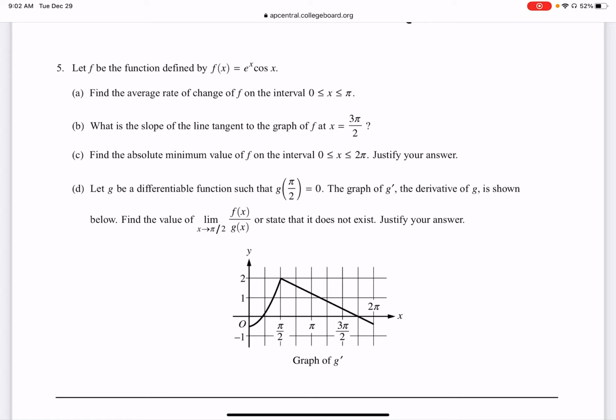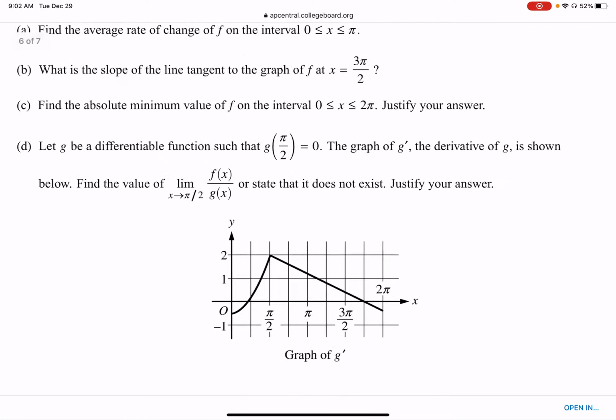You're finding the average rate of change, which is not calculus at all. Remember, that's just the slope of the secant line. Part B, what's the slope of the tangent line at a particular point? What's the absolute minimum value on the interval? Remember that you have to use the closed interval test for that, and they give you a closed interval. And then finally, part D: let g be a differentiable function such that g of pi over 2 is equal to 0. The graph of the derivative of g is shown below, so it gives us a picture of the graph of the derivative instead of a function for it.